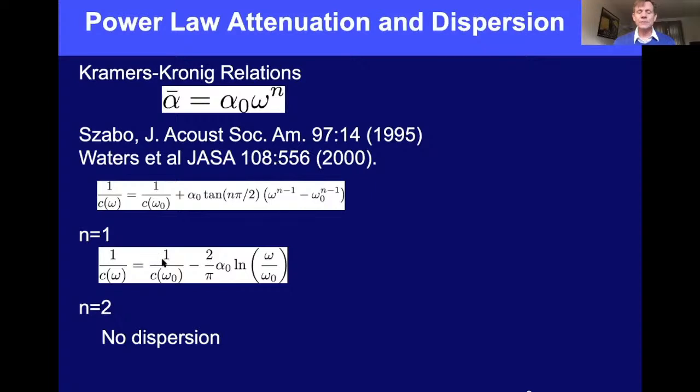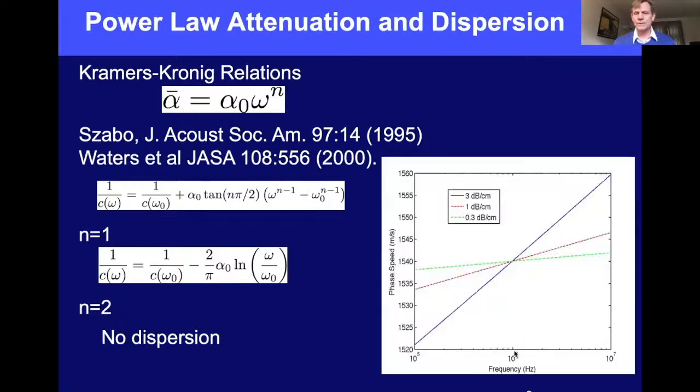If we look at the n equals 1 case, what that means is, I'm plotting here as a function of frequency. This is 1 megahertz here, 10 megahertz on the right-hand side, and 100 kilohertz down here. I've set them all to be at 1540, which was our average sound speed at 1 megahertz. And then depending on the strength of the attenuation, the dispersion will vary.